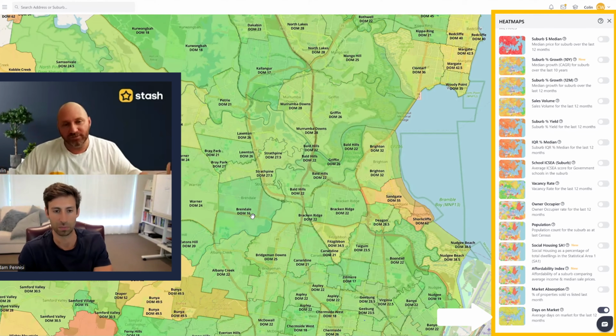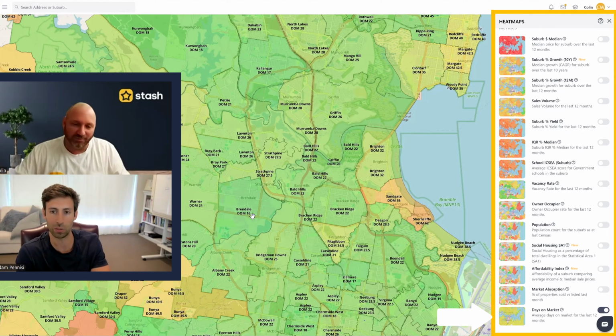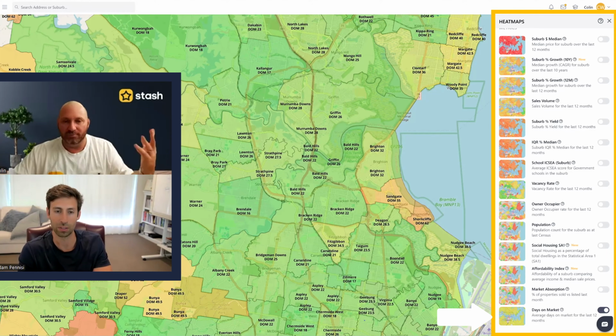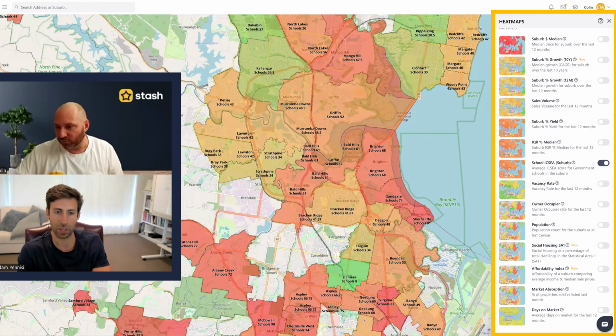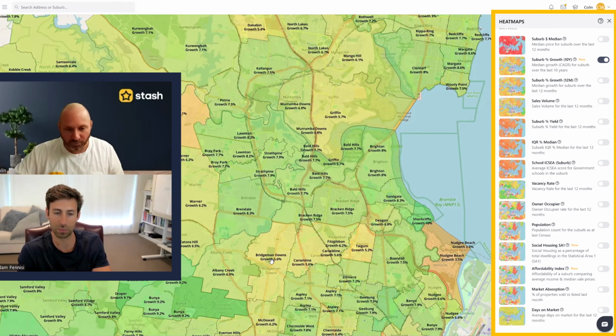So you'll probably see that the higher the market absorption, the lower the days on market's going to be. Oh, there you go. So Brendale was better than Brisbane Downs, in theory. But then you might bring in some other stats and the schools might not be as good, or there is no schools in that area, no government schools. The growth long-term, 8.3, 5.6.